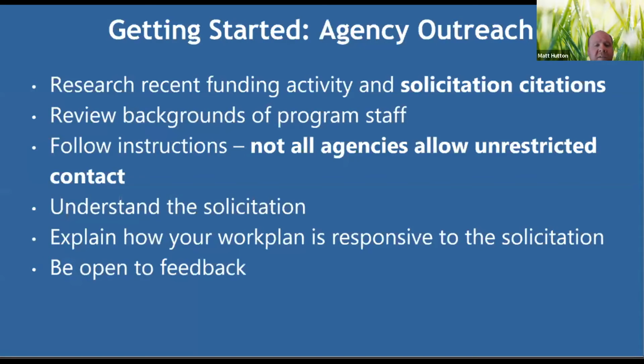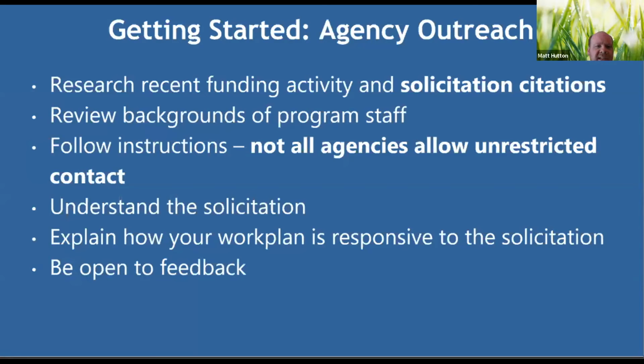Definitely follow the instructions. You do not want to reach out outside of the date range when you're allowed to reach out, and you don't want to ask any questions that may make the program staff feel awkward. There are going to be some things that they're touchy about answering for you. That will all be spelled out in the solicitation, and just think about that before you go into the conversation.